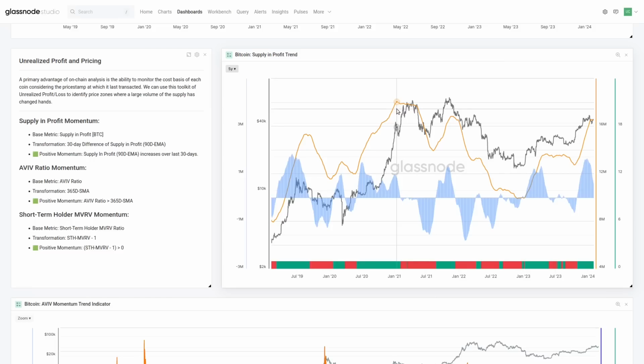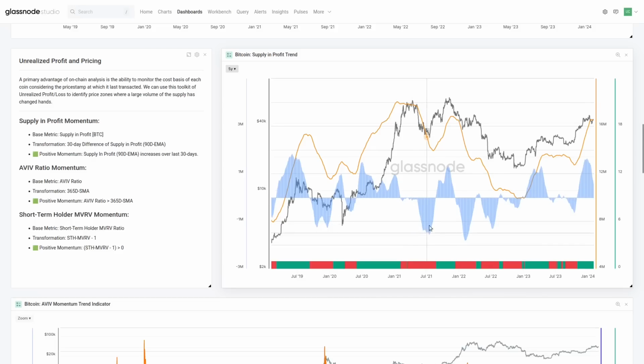Now, this tool is really powerful because you can actually see we flipped from positive to negative right as we came into the first rounded top in 2021. This is showing that lots of coins that previously had a cost basis at a much lower level were being sold to new buyers at higher prices. And even though the market went from 40 to 50 to 60 to 64, the amount of coins in profit was actually decreasing. So we actually had a negative reading telling us there's a lot of distribution at play.